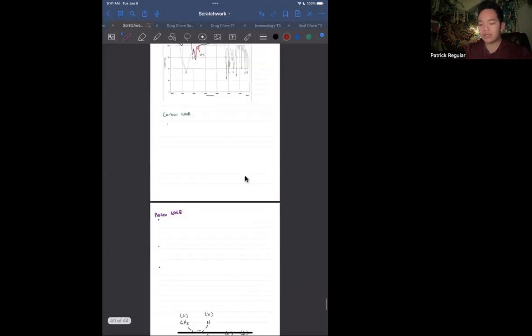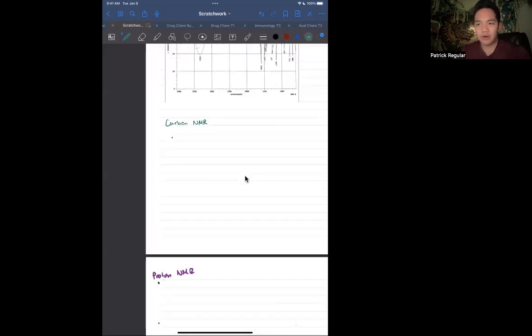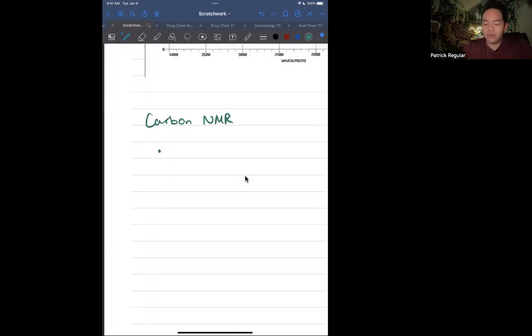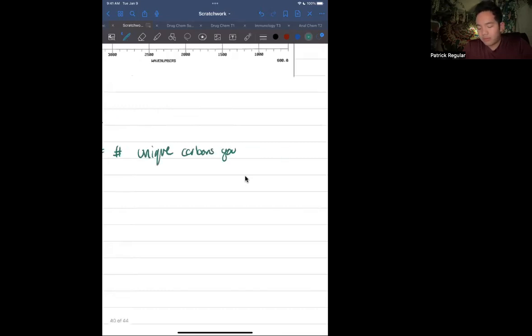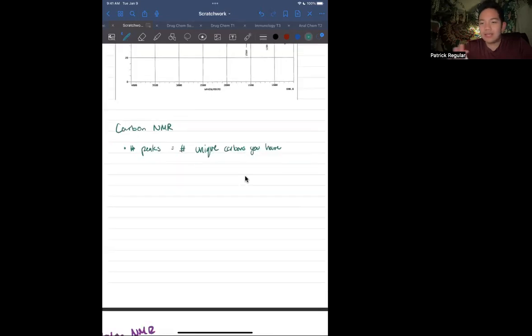Now, the next thing I want to talk about is normally you're going to have proton NMR and then carbon NMR. Carbon NMR, similar to proton NMR, we're looking at unique coupled atoms. The only thing I really want you to take away from carbon NMR: the number of peaks you have is the number of unique carbons you have. He's going to teach it later, so I wouldn't overthink it right now. But I'm just going to prime your brain with something like this.